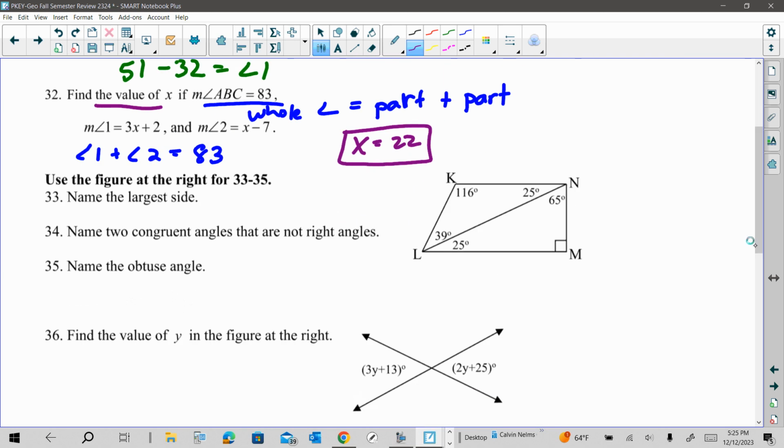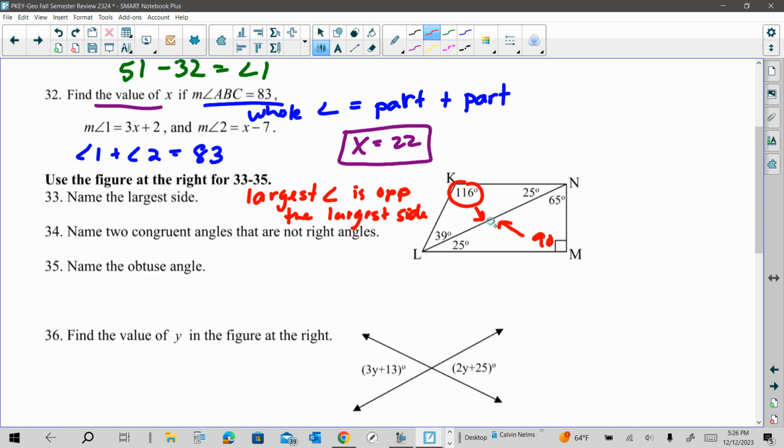Now, determine the largest side. This is our last unit, the triangle inequality. That was in our blue foldable. So what we want to do is look at the largest angle, because the largest angle is opposite, or across from, the largest side. So I know this is 116. The opposite side is this diagonal. This is 90. See how they're pointing to the diagonal?